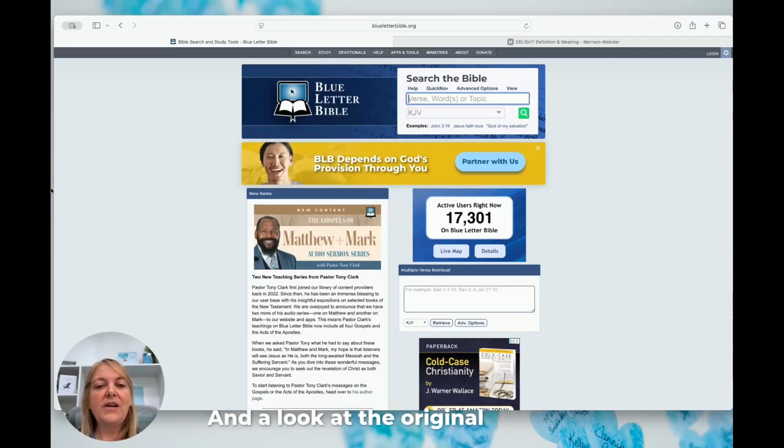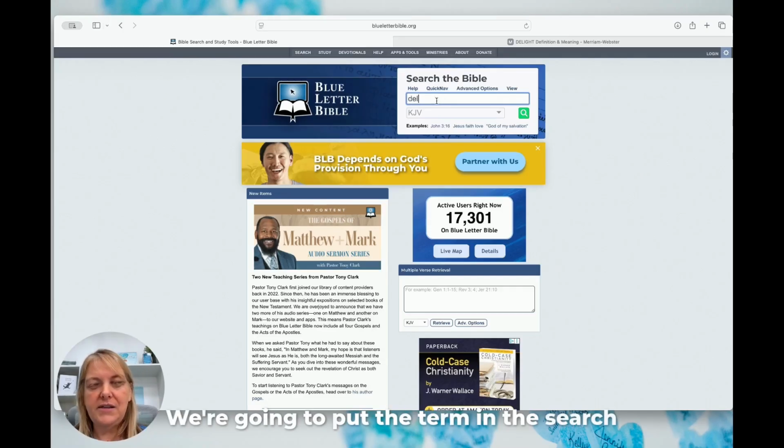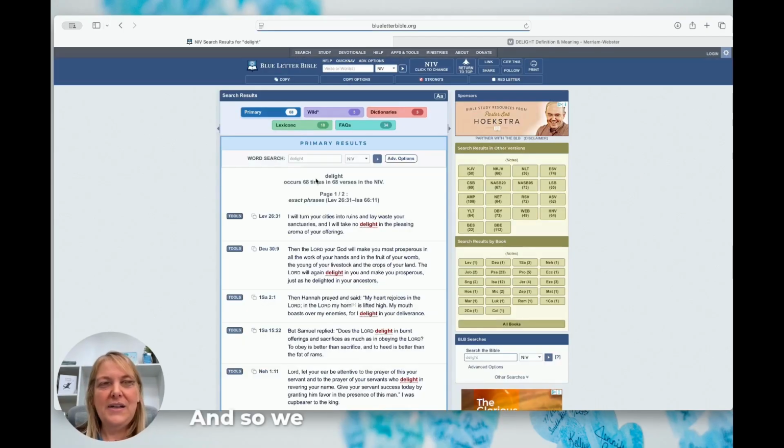And a look at the original Hebrew language will help us to see how a word was used in the times that it was actually written. So how it was understood in light of their customs and their cultures. We're going to put the term in the search, delight. And so we see that delight occurs 68 times in 68 verses in the NIV. So we've got a lot to work with here.